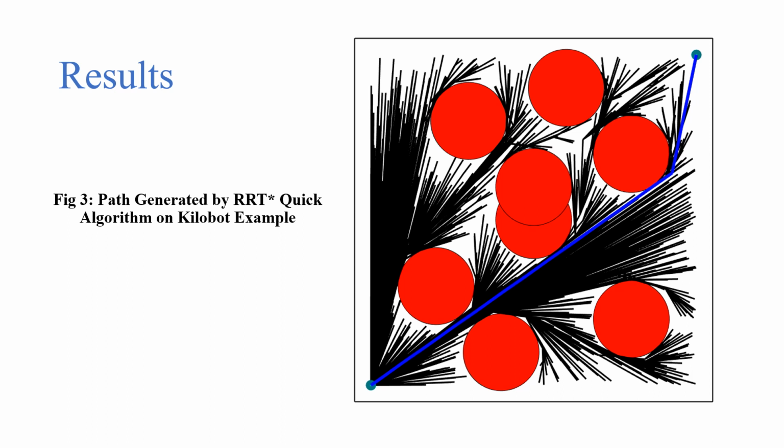So now for the results, the figure on the right shows a path generated by the RRT star quick algorithm on the kilobot example. We can see that the algorithm achieved optimal or near optimal performance, just like the RRT star algorithm. This should come as no surprise since RRT star quick is based on the RRT star and should inherit its asymptotic optimality property. What we're actually interested in is comparing the rates of convergence of the RRT star quick and the RRT star.